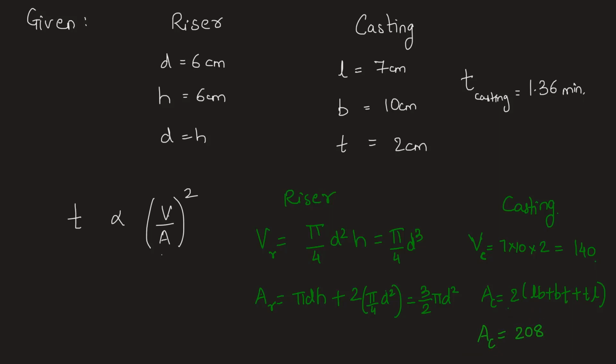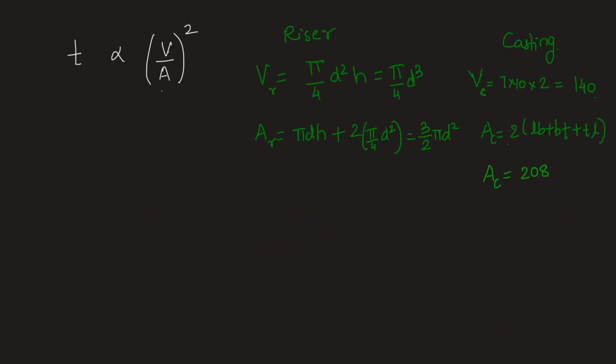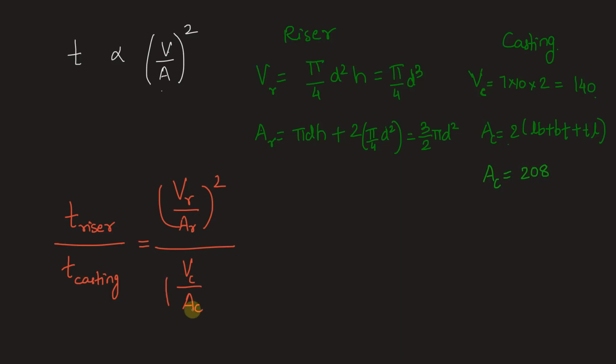So let's calculate the solidification time for each of them. For casting, it is given. For the riser, we need to find it out. For both cases, this relationship is valid: T is directly proportional to V by A whole square. So we can take the ratio of this relation for both riser and casting. So we'll take T for riser, the solidification time for riser, by solidification time for casting, which is equal to V for riser by A for riser whole square upon V for casting by A for casting whole square.